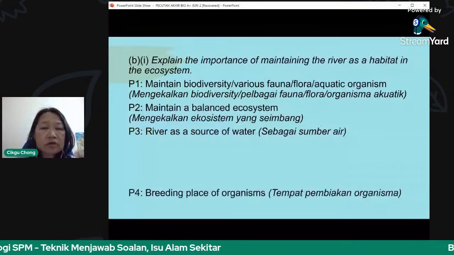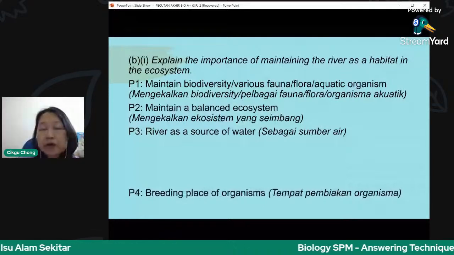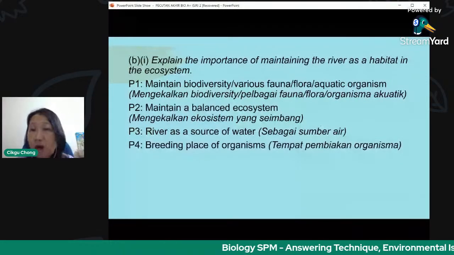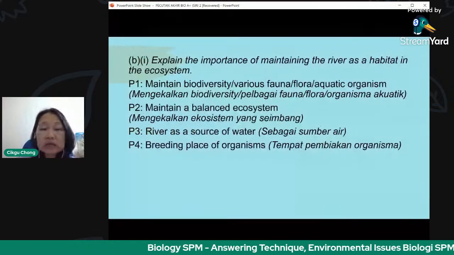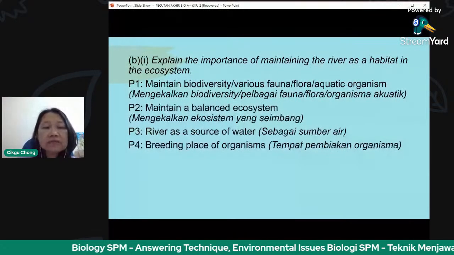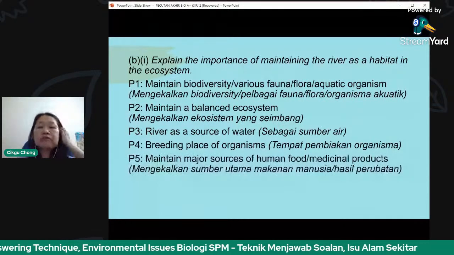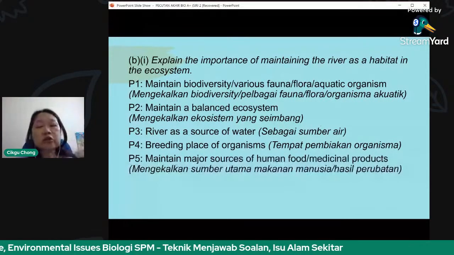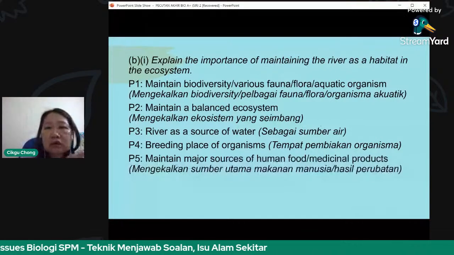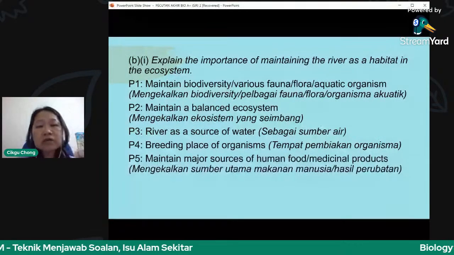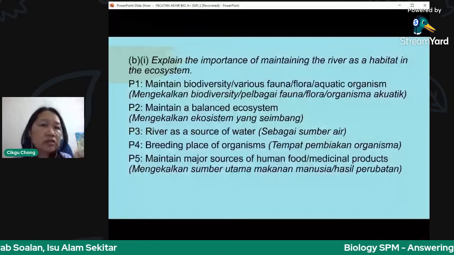It's also a breeding place for organisms, for animals who live in the river, like frogs. They will lay their eggs inside the river and so on. Okay, breeding place. Maintaining major sources of human food. So your fishes there is your human food. So if you do not look after your rivers, you are going to have lack of fish there, and you're going to have lack of food.